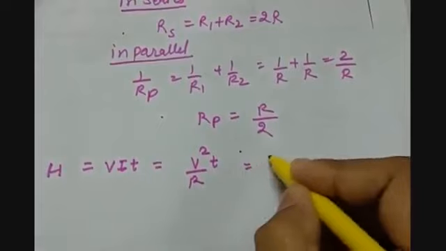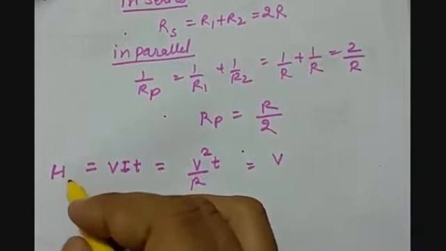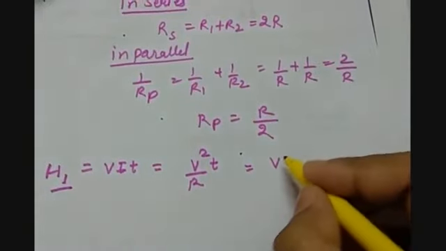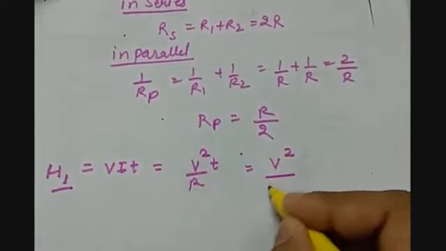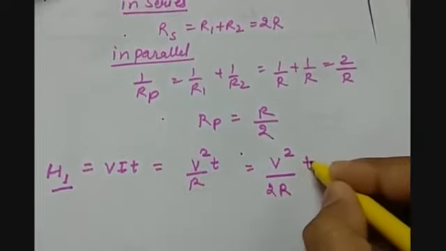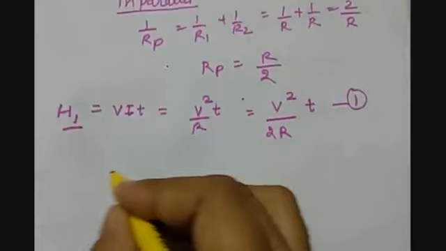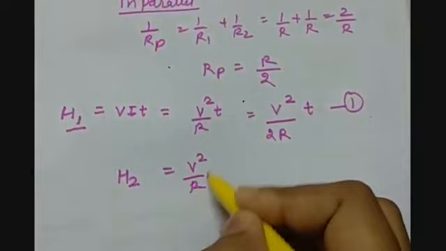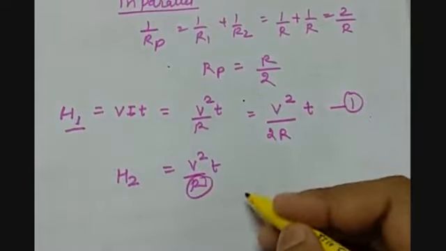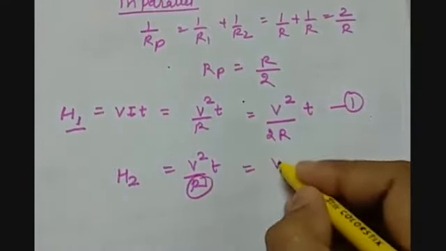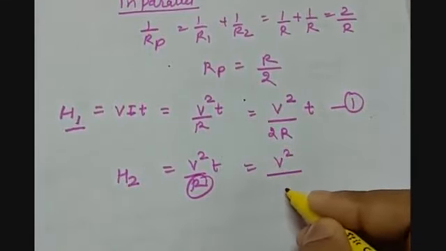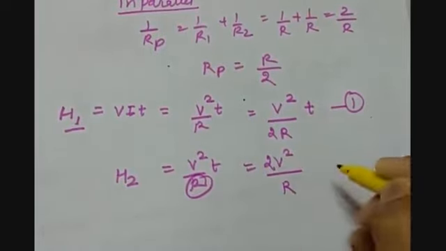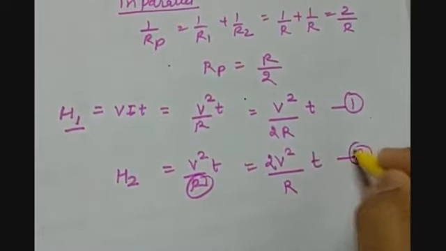So in case of series, we have R as 2R. Let us put the value. H1, the heat produced in series combination, will be V square by 2R into T. This is our equation 1. H2, the heat produced in parallel combination, will be V square by R by 2 into T, which becomes 2V square by R into T. This is our equation number 2.